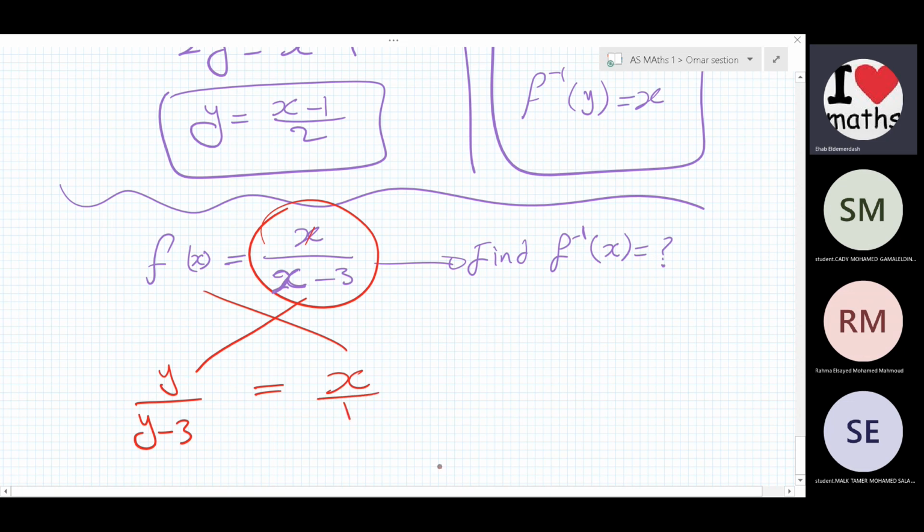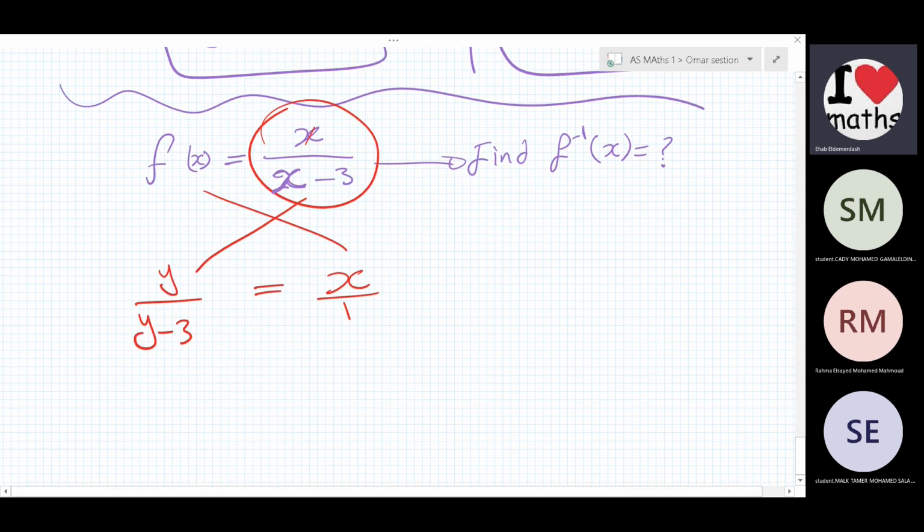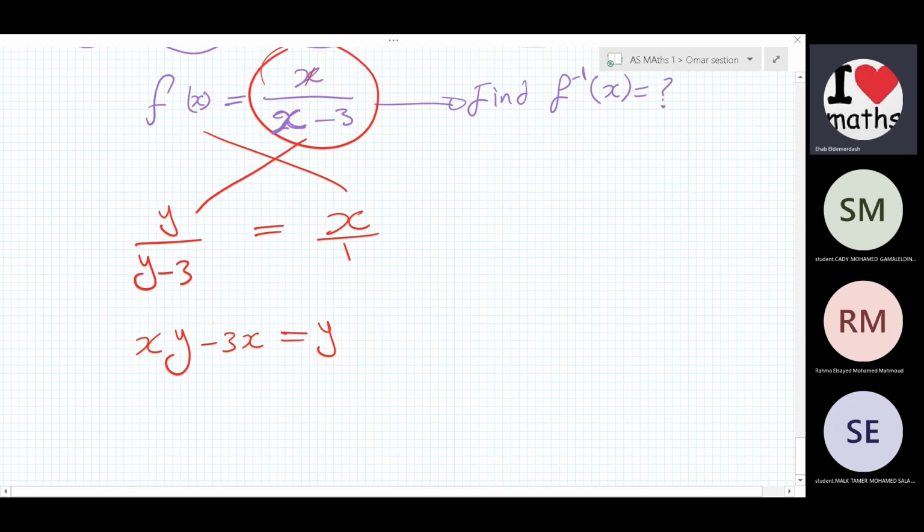Okay, let's go. I need to find y the subject. I want to make y the subject. So what do I do now? I will do cross multiplication. It will be 1 times y, and here x multiplied by y minus x multiplied by 3, which is 3x, is equal to y. Now, my mission is to find y the subject. I did cross multiplication first. Is there any problem? My first step was just that I changed x by y. Do we have any problem with this one?